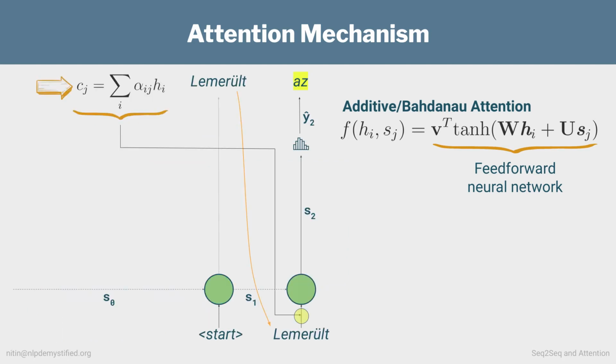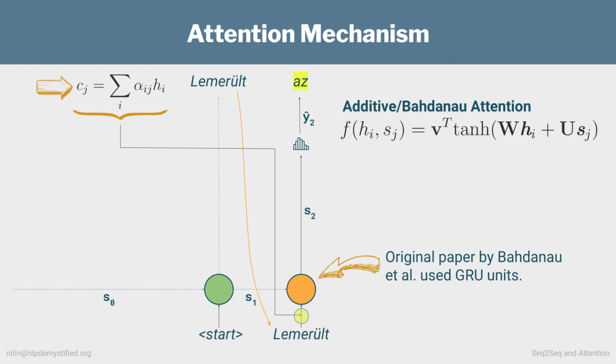And the way the context vector is incorporated into the decoder is the way we've been doing it in the example. That is, the context vector is concatenated with the input token embedding before being fed to the RNN cell. And finally, just a detail, the original paper by Bahdanau and colleagues used GRU units and a bidirectional encoder.